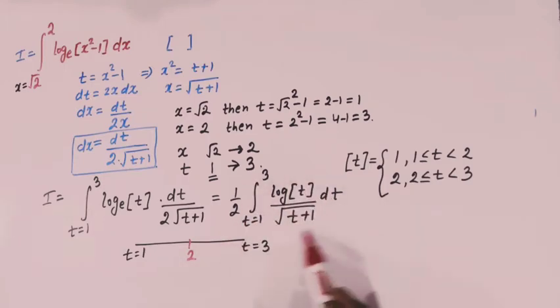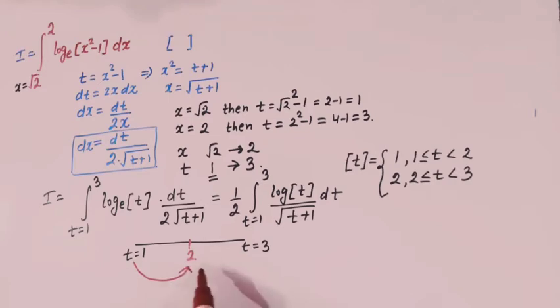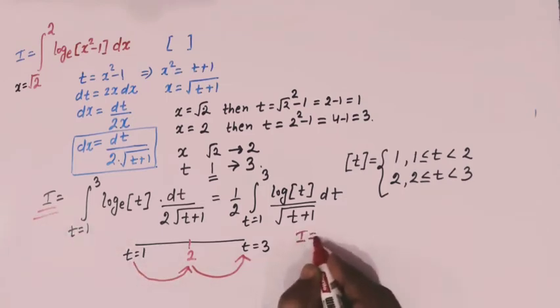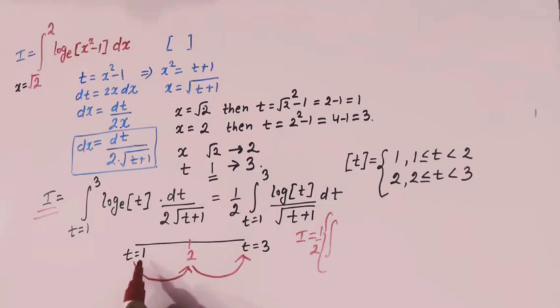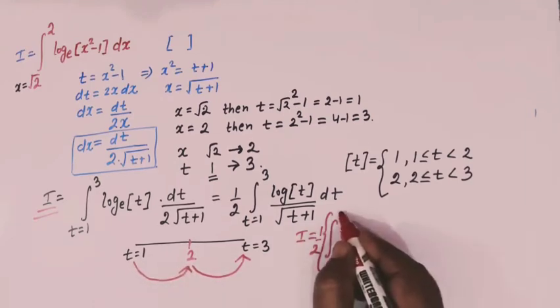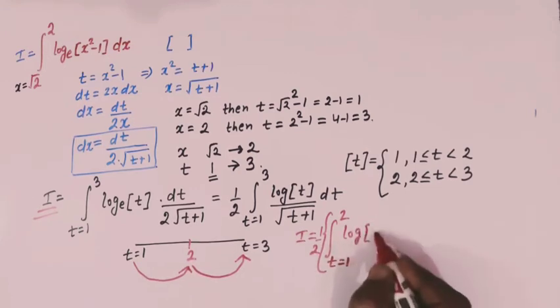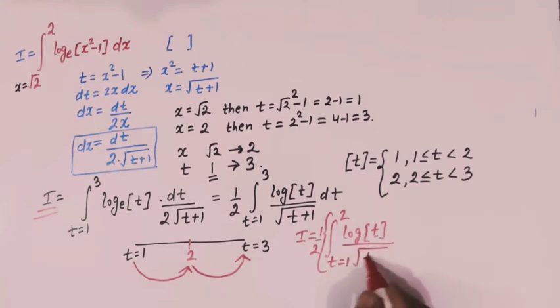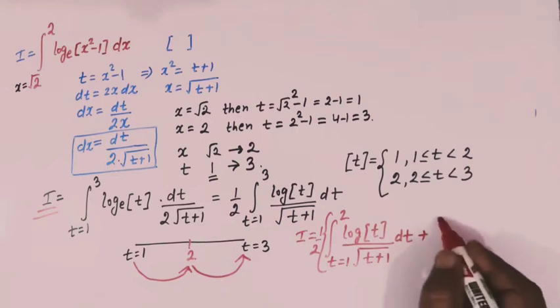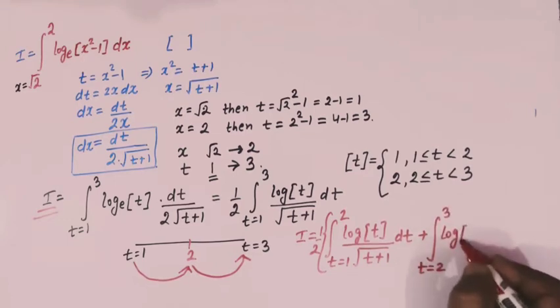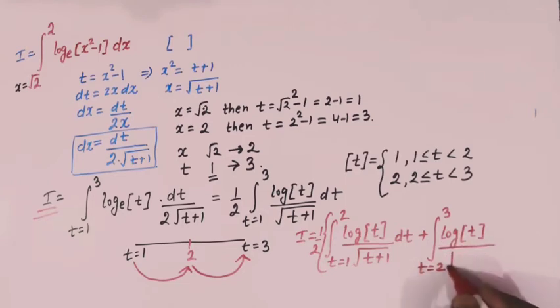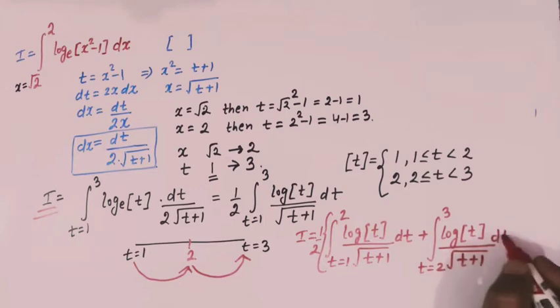So now we will split this integral into the sum of two integrals. One is from 1 to 2 and the other is from 2 to 3. So now this I can be written as half times the first integral from t is equal to 1 to 2 of log of greatest integer t over square root of t plus 1 dt, plus the second integral from t is equal to 2 to 3 of log of greatest integer t divided by square root of t plus 1 dt.